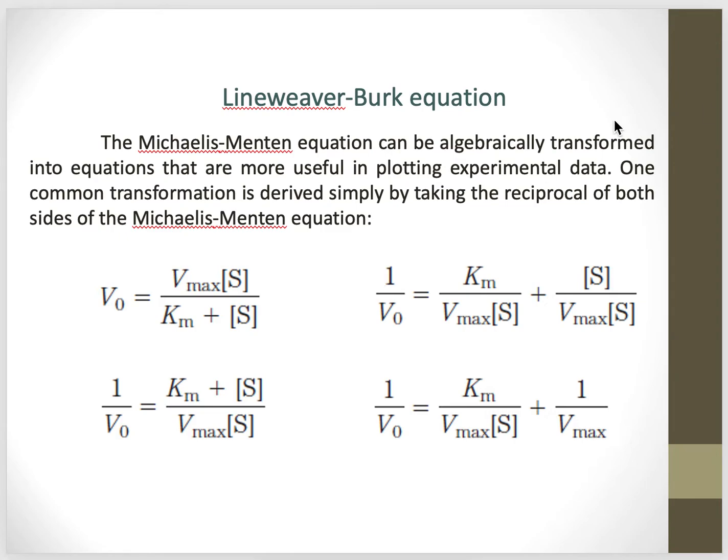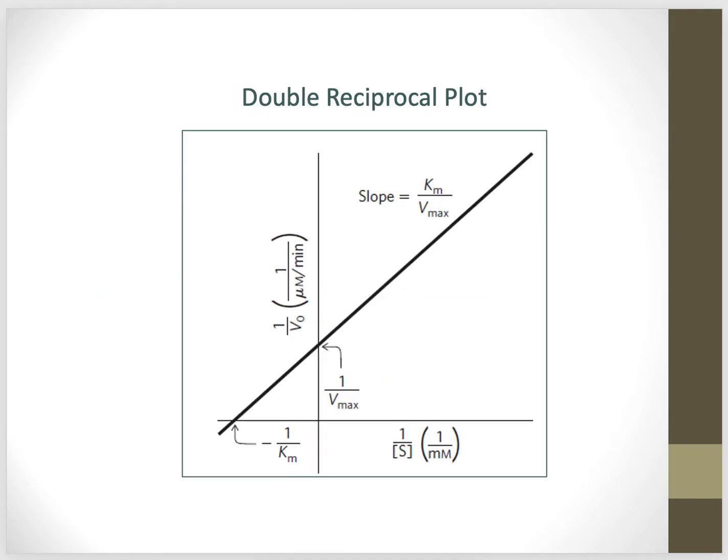One common transformation is derived simply by taking the reciprocal of both sides of the Michaelis-Menten equation. That means just inverting the equation. This was the original Michaelis-Menten equation, right? V0 is equal to Vmax times substrate concentration divided by Km plus substrate concentration. If you just reciprocate it, finally it becomes 1/V0 equals Km/Vmax times 1/substrate concentration plus 1/Vmax. If you plot this in a graph, it will look like this.